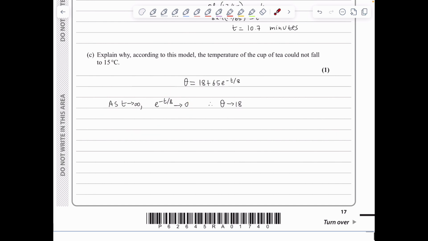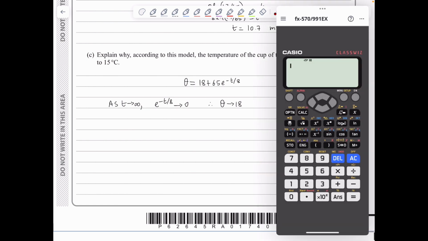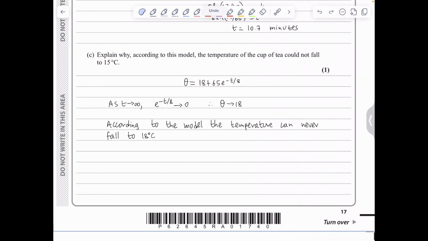We can just simulate this on the calculator. I'm going to put a big number on my answer key, and then I'm going to do 18 plus 65 e to the minus ans over 8. So essentially I'm substituting a really big value for t just to see what happens to theta. We see that it tends to 18, and therefore we can see that according to the model, the temperature can never fall to 18 degrees Celsius, and hence it cannot fall to 15 degrees Celsius.